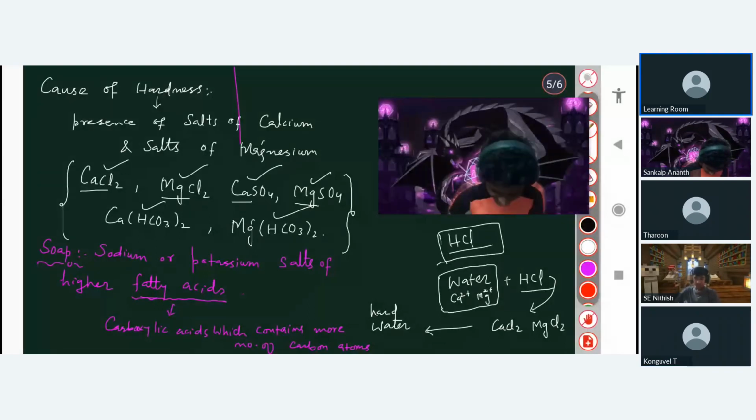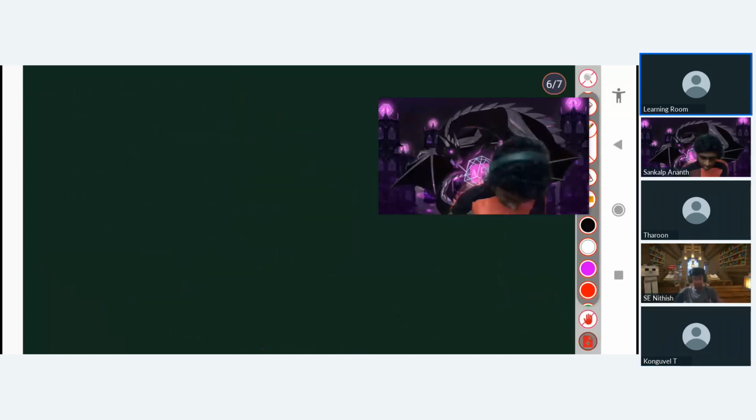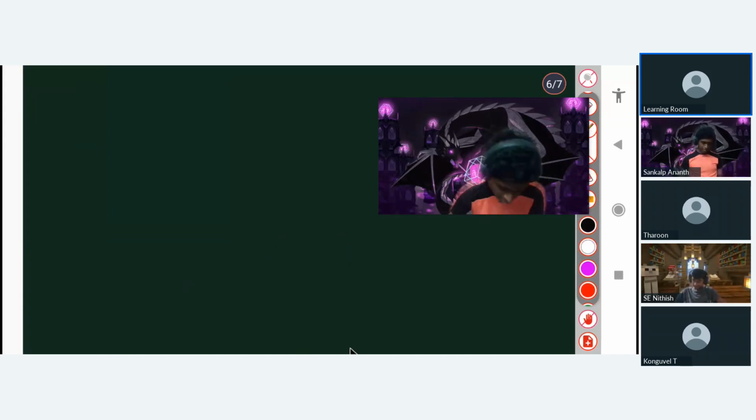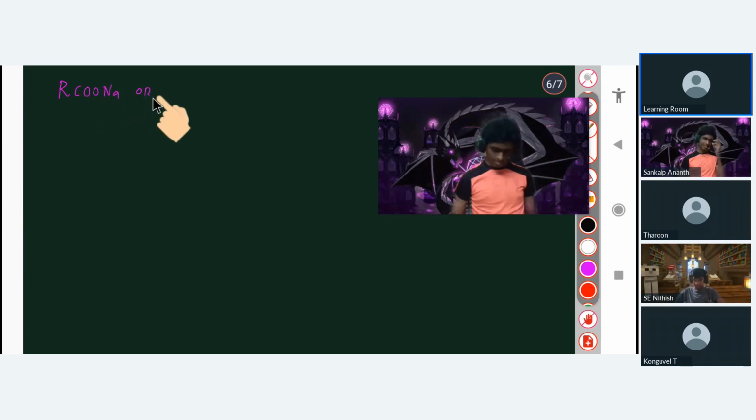So I will write the general formula of this soap. Now see here that in case of soap, the general formula is written like this: RCOONa, or you can also represent the soap by RCOOK.